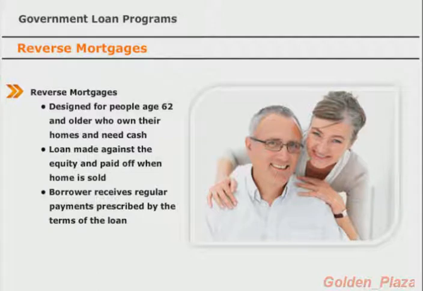Reverse mortgages are offered by state and local governments as well as banks and mortgage lenders. Reverse mortgages pay you money as long as you live in your home. These loans are designed for people age 62 and older who own their homes and need cash. The loan is made against the equity in the home and isn't paid off until you sell or move out of your home. Until that time, the borrower receives regular payments prescribed by the terms of the loan. Shop carefully for these loans because interest rates and fees tend to be higher than in traditional mortgages.